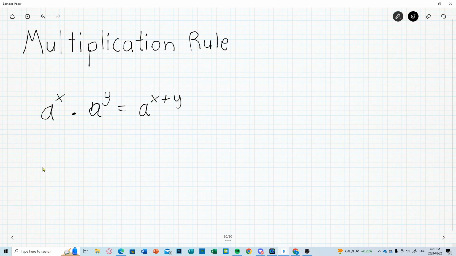So for example, let's say we had 12 to the x multiplied by 12 to the y. This will give us 12 to the x plus y. For a better example, it's going to be 12 squared multiplied by 12 cubed. This is going to be the same as 12 to the power of 5.